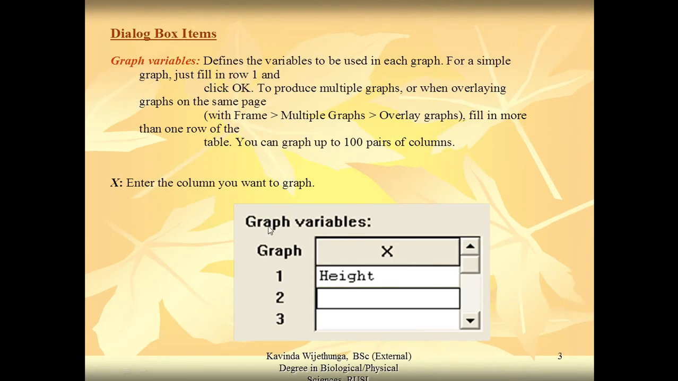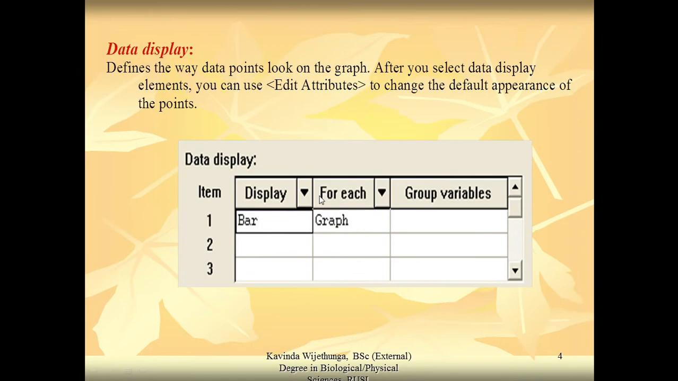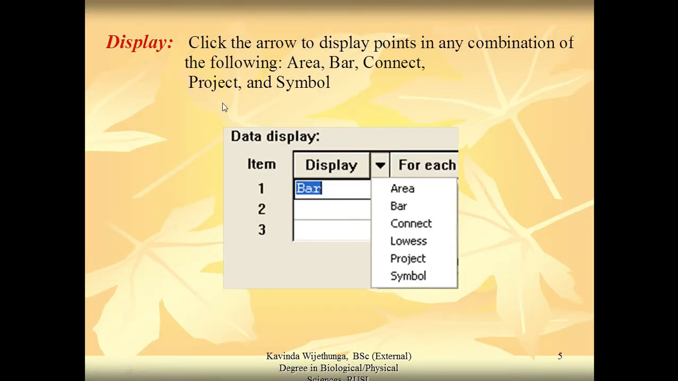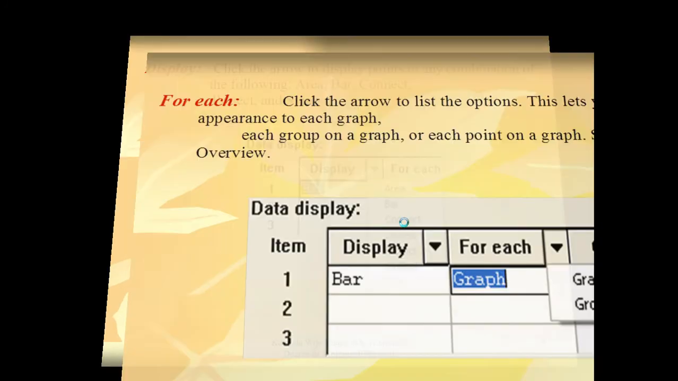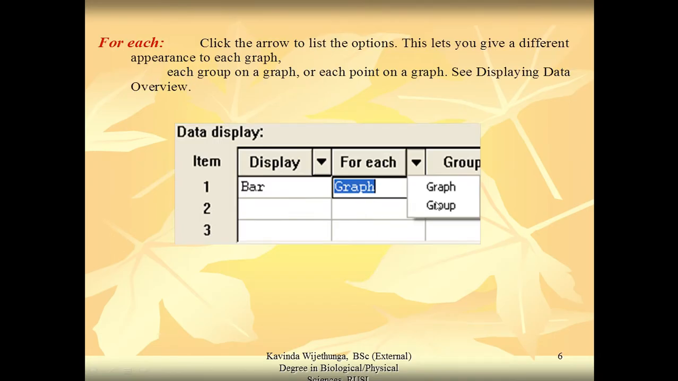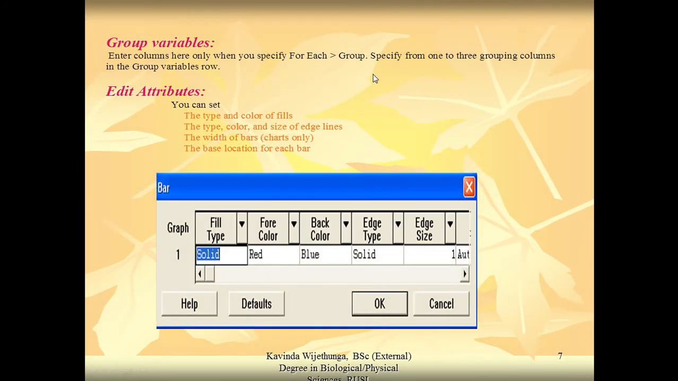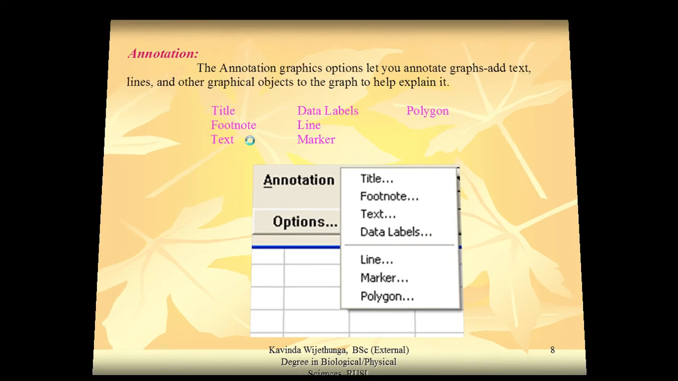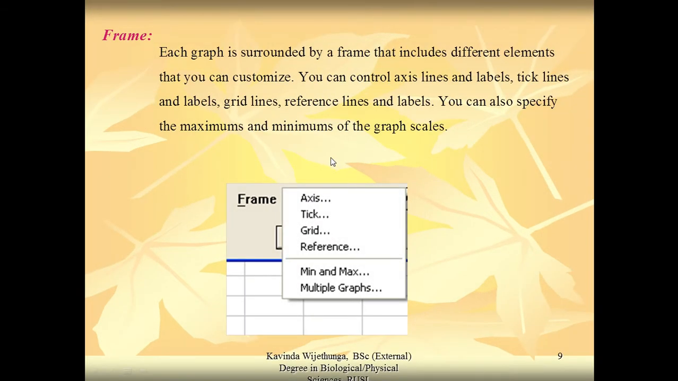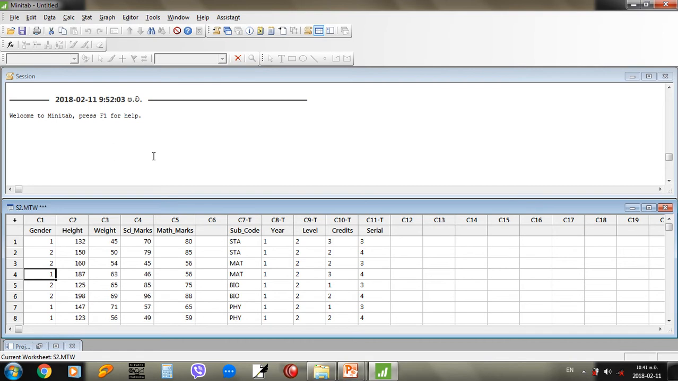We can use the graph variables and data display, and there are some display methods: area, bar, connect, likewise, and for each, we can use for group. I will explain through an example how we can draw the histogram. Then we can add the title, data labels, polygons, footnotes, link, text, markers, and also the frame. So we will discuss with data.